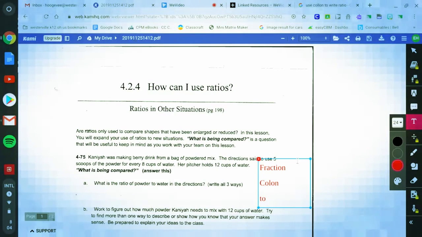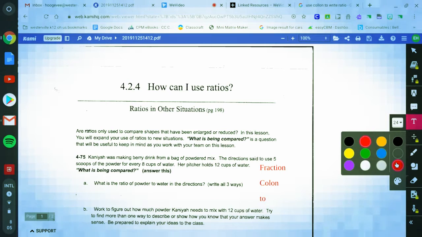Okay, looking at this homework here, the 424, how I use ratios. Again, when we're talking about ratios, all we're talking about is what is being compared. That's what you have to think. What two things am I comparing in each problem?